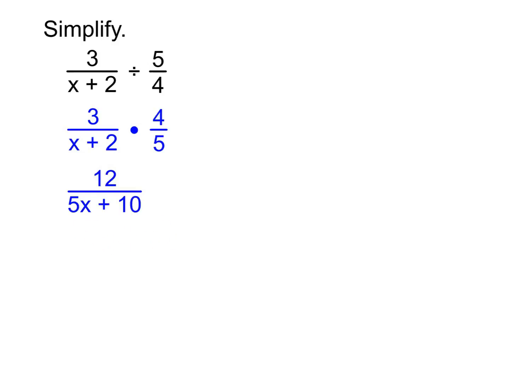And then we look at that and we see, can it be reduced? So can I divide 12, 5, and 10 all by the same number? No. So that means that one's done.